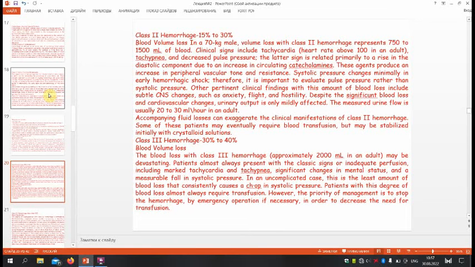Patients almost always present with the classic signs of inadequate perfusion, including marked tachycardia and tachypnoea, significant changes in mental status, and a measurable fall in systolic pressure. In an uncomplicated case, this is the least amount of blood loss that consistently causes a drop in systolic pressure. Patients with this degree of blood loss almost always require transfusion. However, the priority of management is to stop the hemorrhage by emergency operation if necessary in order to decrease the need for transfusion.